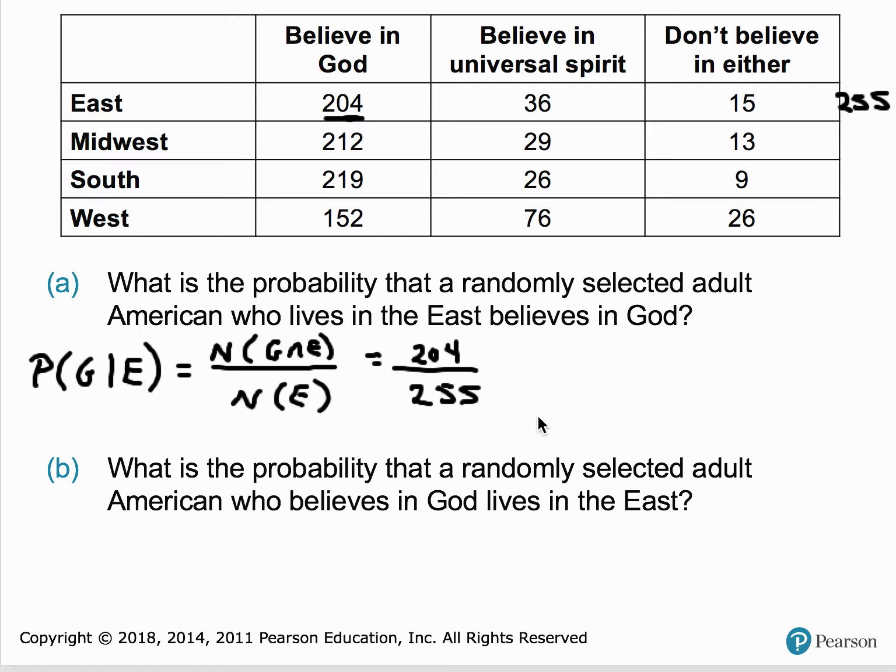Okay, don't forget to double check and see if that will simplify. Always double check. And our calculator tells us that is 4/5.